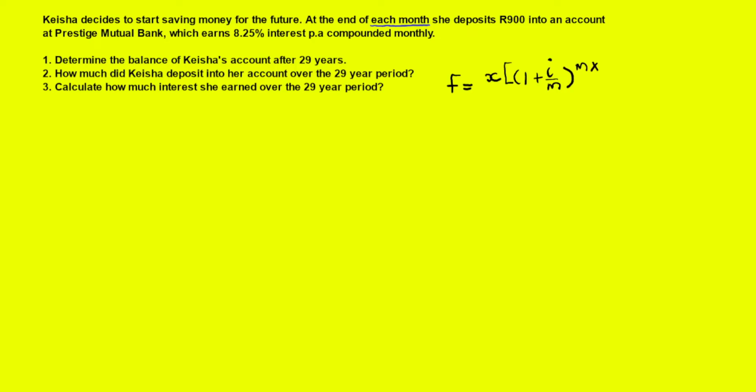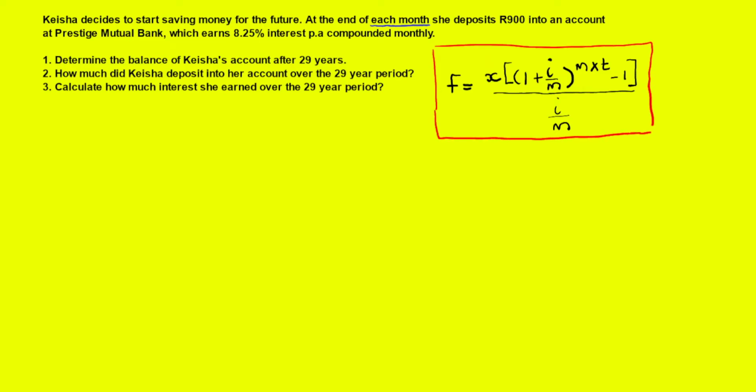And multiplied by the number of years, which we'll call T. Close your bracket, but before you close your bracket, you put in -1, and then afterwards you close your bracket. All right, divided by I over M. Now this formula is your future value formula. All right, please note it down. It will give you a future value amount. The X is the amount that you consistently pay or deposit.